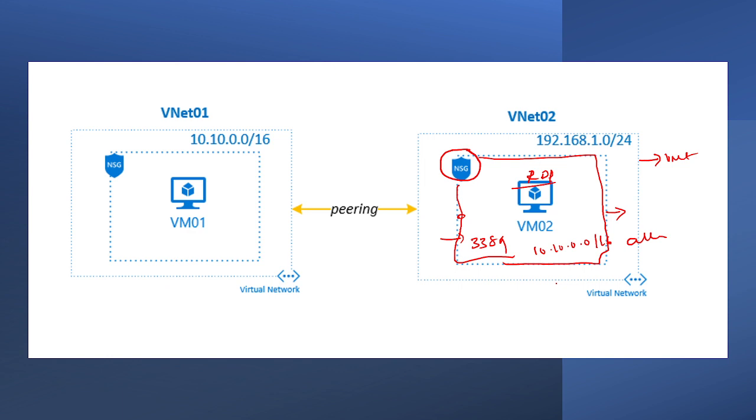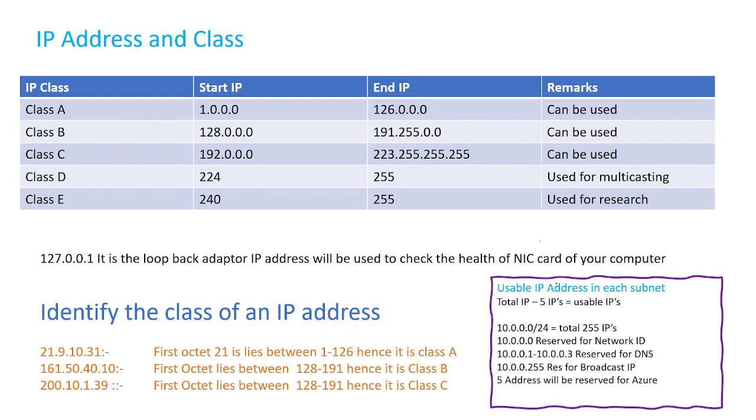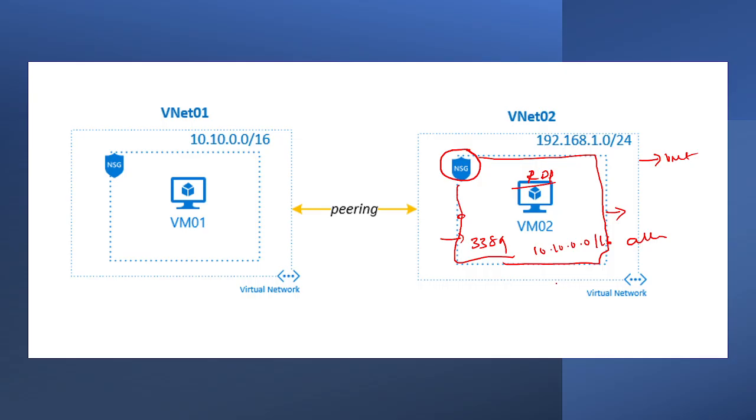And VNet peering you see, and also you learned about the NSGs. NSGs can be applied at two levels. One is the network interface card level, another one is the subnet level. And the IP addresses we discussed. Okay.